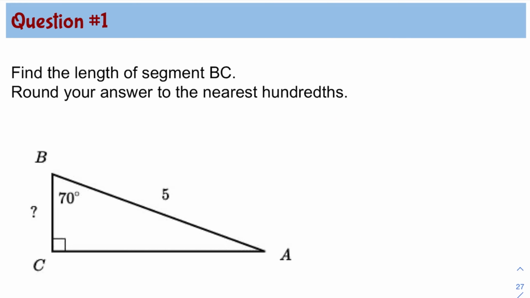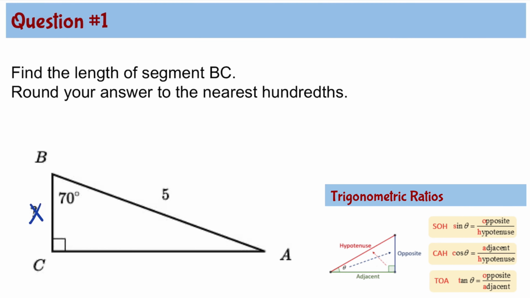Question number 1. Find the length of segment BC. So since side BC is missing, I will label that variable x. The first thing that you need to do is always identify what's given in the right triangle. So here there is a 70-degree angle. And from that 70-degree angle, you need to identify whether the side given is opposite, adjacent, or hypotenuse. And I suggest to always identify the hypotenuse first, because hypotenuse is always across the right angle. So the 5 here is your hypotenuse.